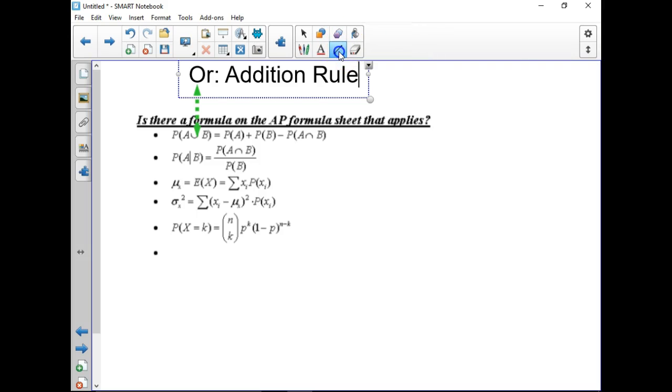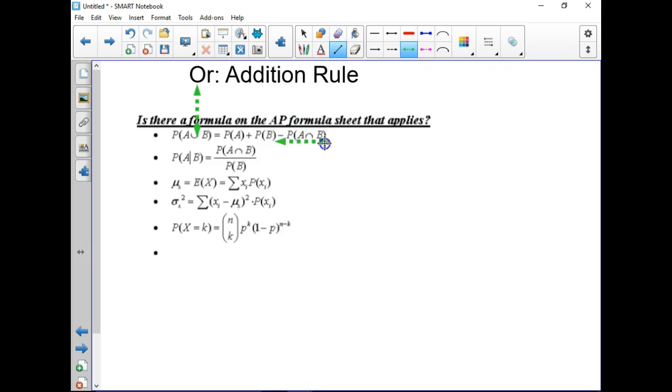So make a note to yourself. If they're mutually exclusive, I don't worry about that subtraction piece. Why? Because they can't happen at the same time. So if you think about it as a Venn diagram, you can own an iPhone and an iPad at the same time, right? Would you agree? So you only do the subtraction if they are not mutually exclusive. For example, I can own an iPad.